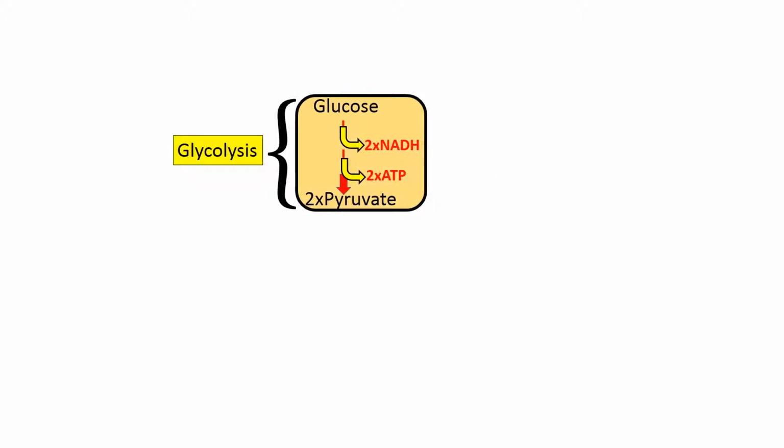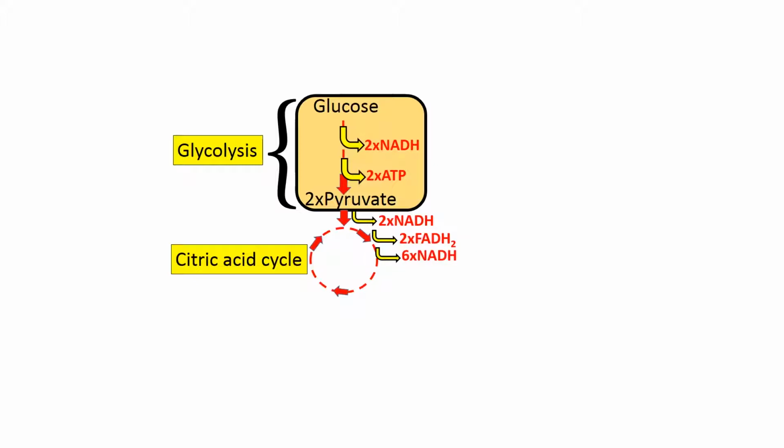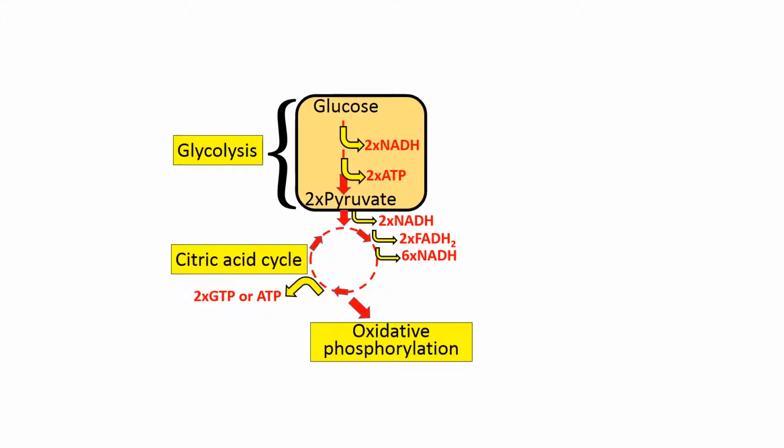So let's start with glycolysis. I have circled or formed a square around glycolysis here so we can focus on that. Now, glycolysis is only part of what's known as central metabolism in cells, which includes the citric acid cycle, with those things that appear, I'll talk about those in a second, and oxidative phosphorylation.